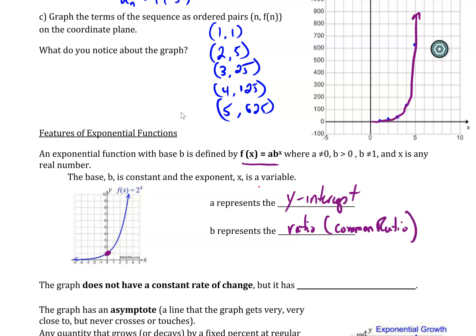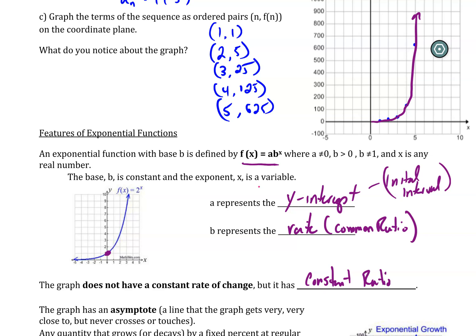Okay. So the y-intercept, when dealing with exponential, is also sometimes referred to as the initial value. It's another term that you hear a lot. That is where the function's starting, and then the common ratio is the rate. I should have put rate here, not ratio. It's the rate, which is the common ratio. All right. Notice here, the graph does not have a constant rate of change, right? If it was constant, then we'd be linear. But it does have a constant ratio.